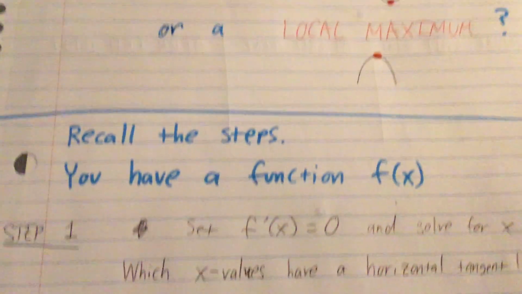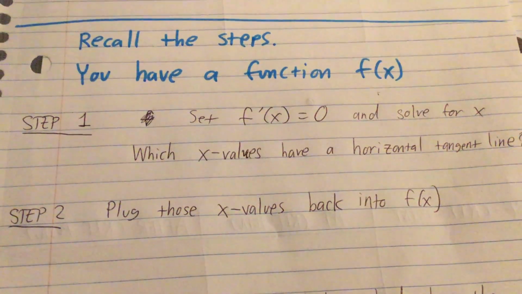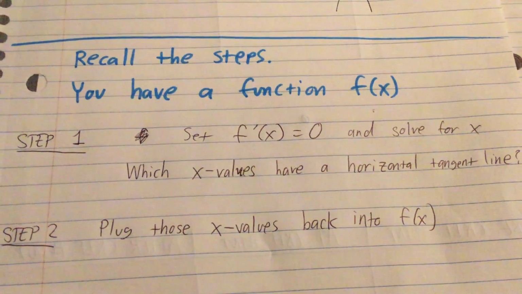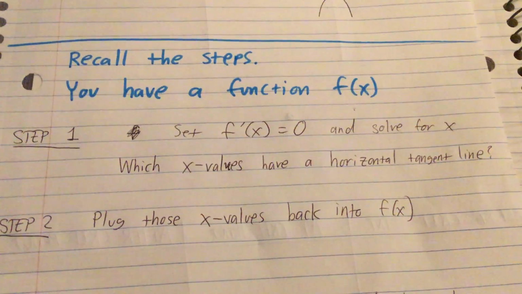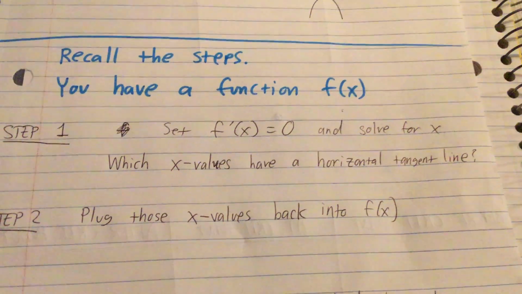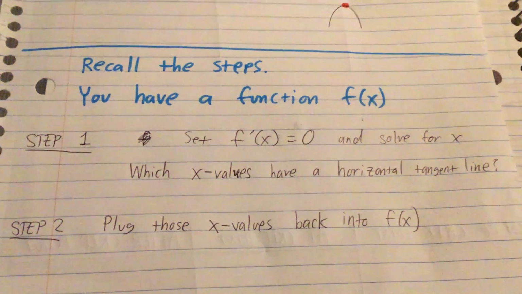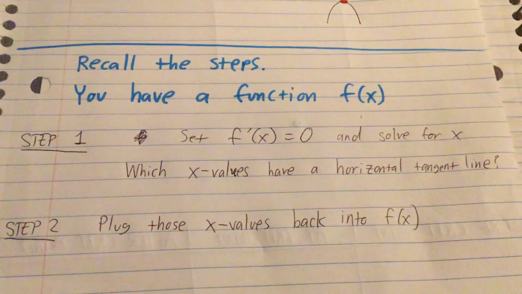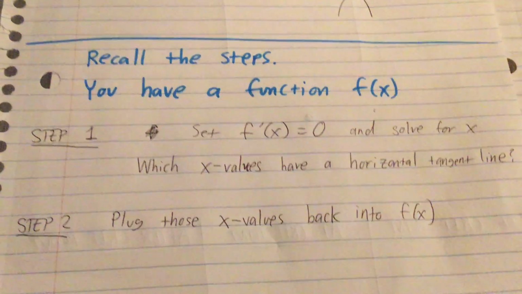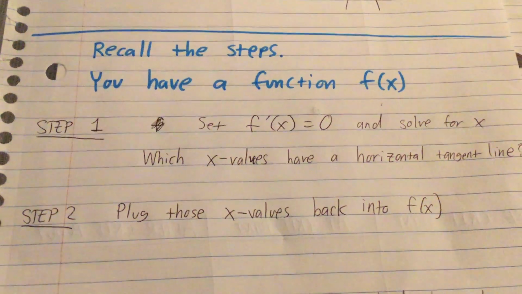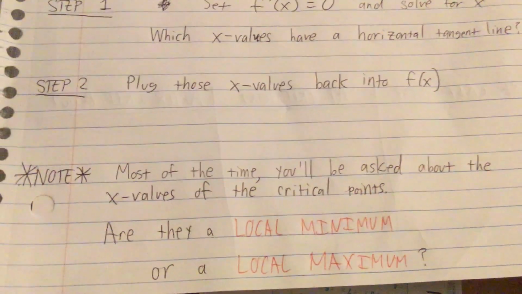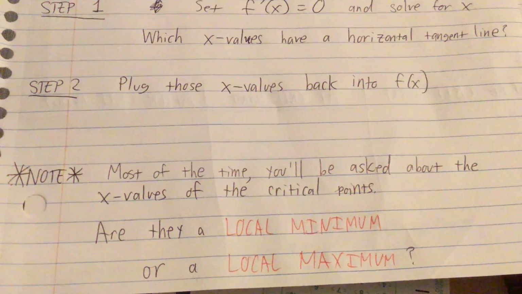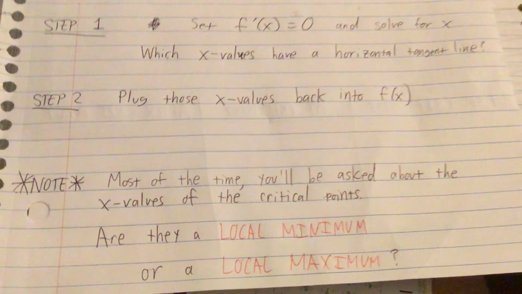Okay, so recall the steps. You have a function f of x. You basically want to set f prime of x equal to 0 and solve for x. You're trying to find the x values that have horizontal tangent lines. And then once you figure out which x values have horizontal tangent lines, you try to plug it back into f of x. That's how you find the coordinates. Don't worry about that today. I care more about, and most of the time in college, you care about what are the x values of the critical points. Are they a local minimum or are they a local maximum? So let's get on with the unit.